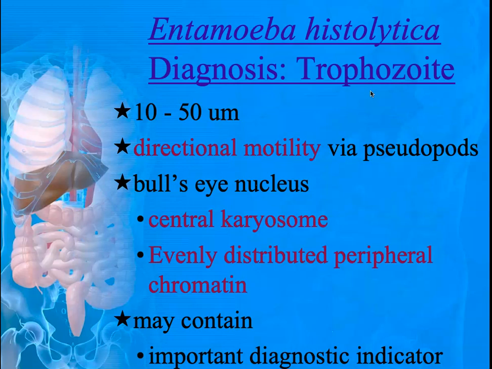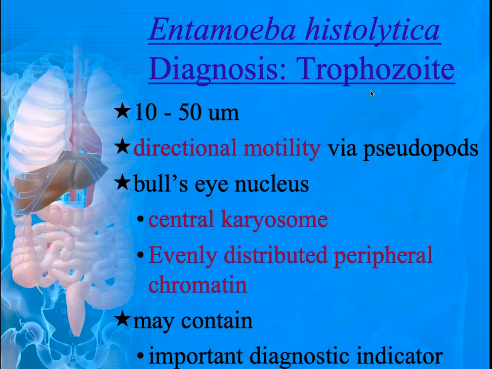The trophozoite, remember, is the motile stage. So if you were lucky enough to see this parasite moving in a wet prep, it exhibits directional progressive motility via pseudopods. What that means is it looks like it's on a mission. It's not just randomly moving around and going in all kinds of directions. It looks like it's going in one direction in particular.